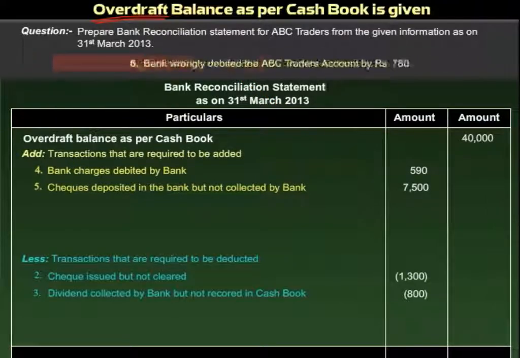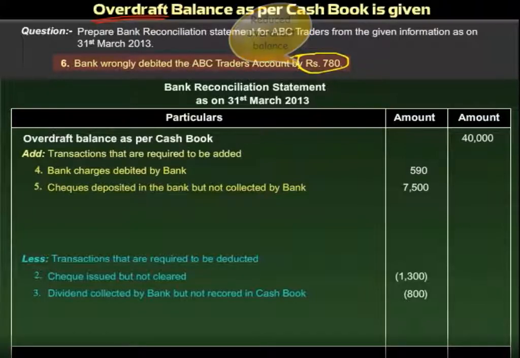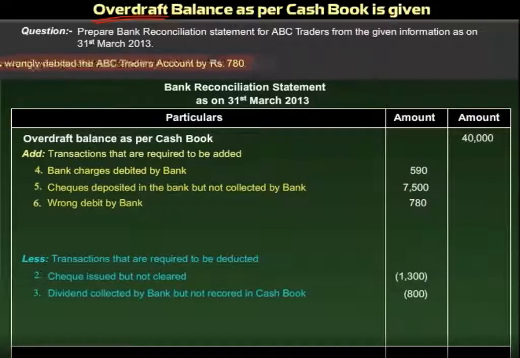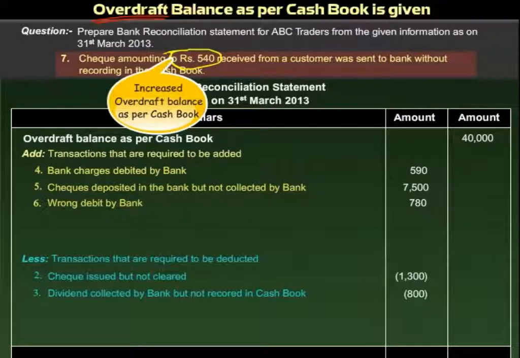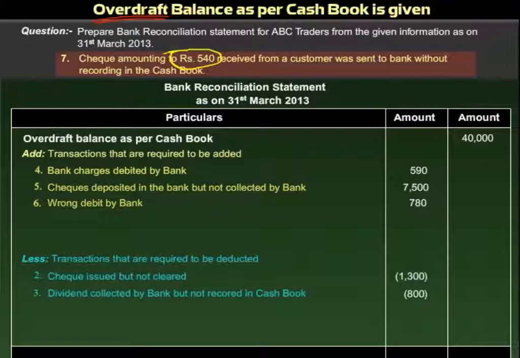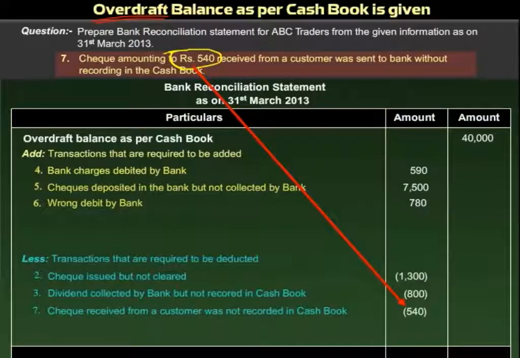Now, in the next adjustment, this amount of 780 should be added to the overdraft balance in order to increase this balance. Now let's read out the next point and just think of the impact of this transaction. Here, if this transaction gets recorded in the cash book, then overdraft balance must have reduced with the amount of 540, but it is not incorporated and resulted in the increased overdraft balance as per cash book. So what we will do? Yes, exactly. We will deduct this amount in order to reduce the overdraft balance.